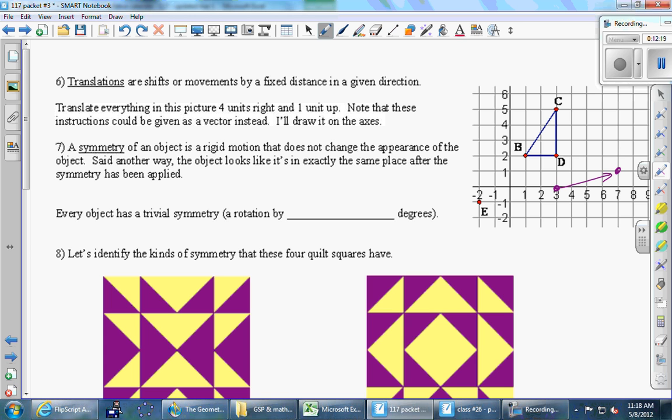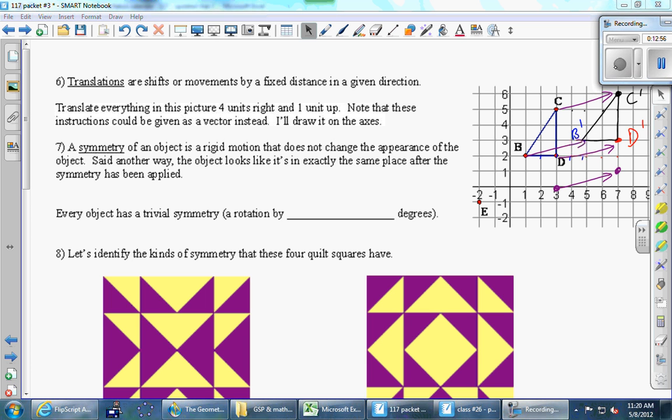Okay? So what we're going to do is translate that triangle, everything in that triangle, by that arrow. 4 units to the right, 1 unit up. I'll do 1 point. You guys will do the other 2. If I take point C and I move it 4 units to the right, 1, 2, 3, 4 to the right, 1 up, that's where it lands. C goes 4 units to the right, 1 up. And you guys go ahead and move B and D 4 units to the right, 1 up, and then draw the new triangle.